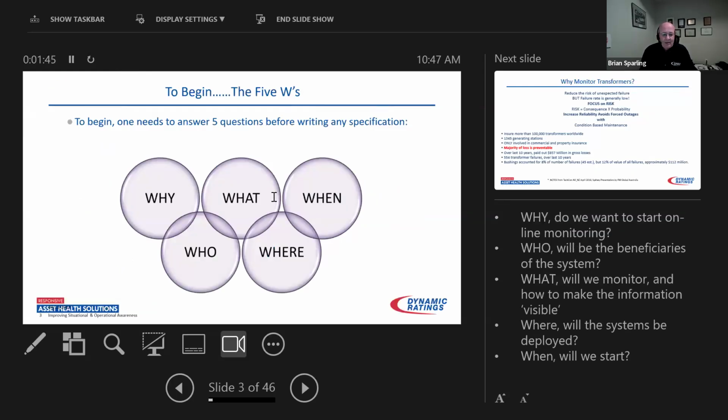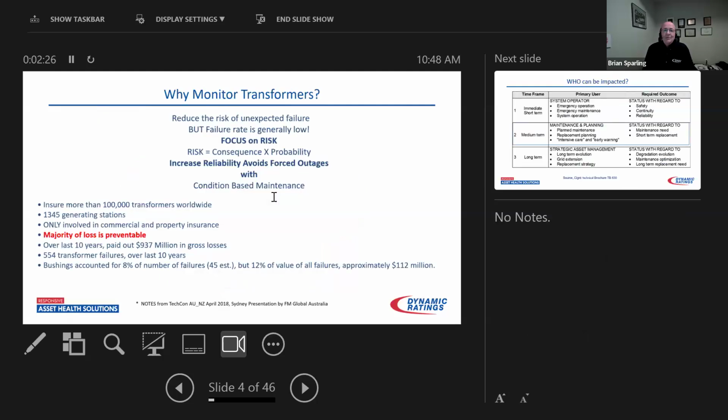What I've dreamed up at one point is to begin with the 5 W's. One needs to think about these and answer these 5 questions before writing any specifications. I'll go through each one of these. Why are you doing this in the first place, with the understanding of who is going to be impacted by the plans that you wish to have? Answering the question why. What are you going to monitor? And where? And when? These are important questions that need to be considered at the beginning, before you start writing specifications.